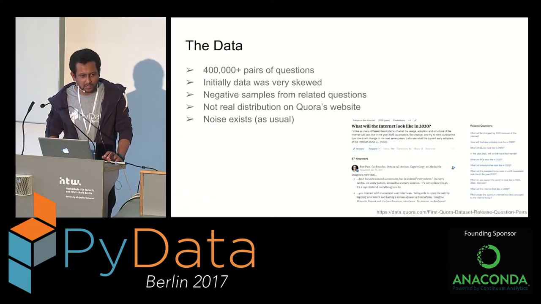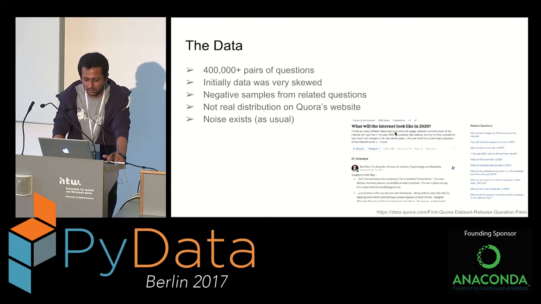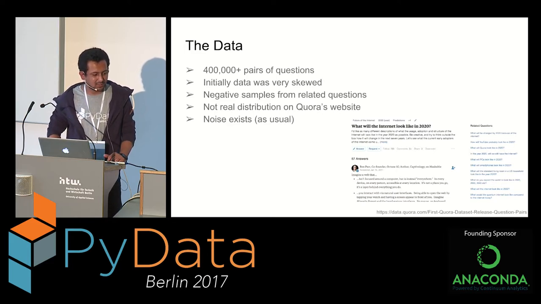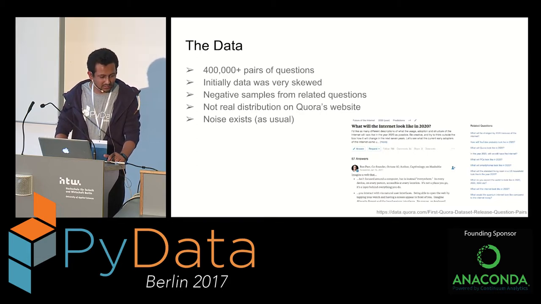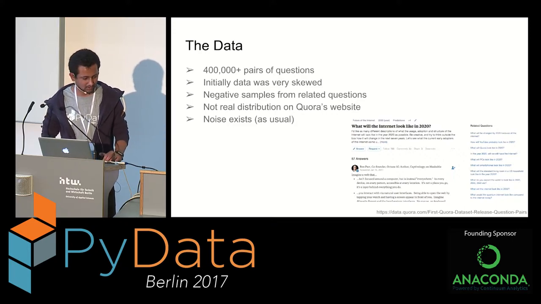The actual data set consists of more than 400,000 question pairs like these. The data that Quora extracted was very skewed. It had a lot of positive samples, meaning a lot of duplicates, and very few negative samples. So what they did was, when you go to Quora, you have a question and they show related questions next to it. They added those related questions as non-duplicates, so the data was not that skewed anymore. There's a lot of noise in the data, and they also mentioned that it's not the real distribution you see on the Quora website, of course.